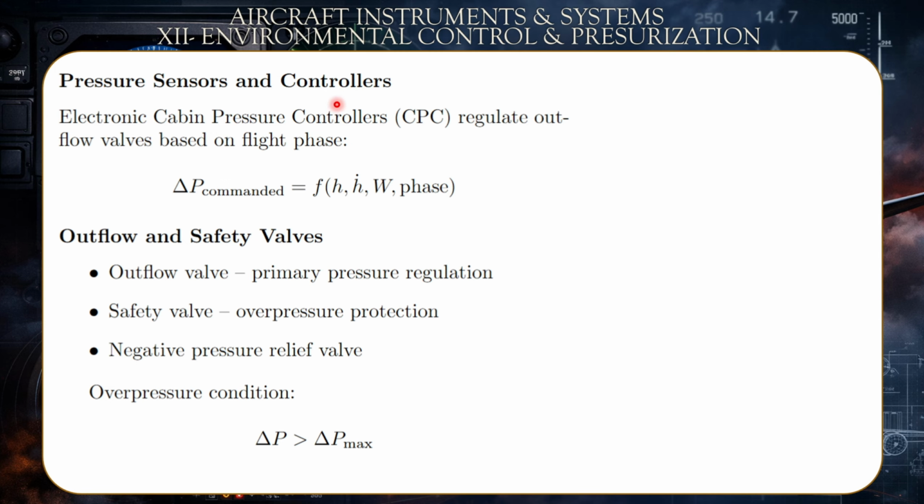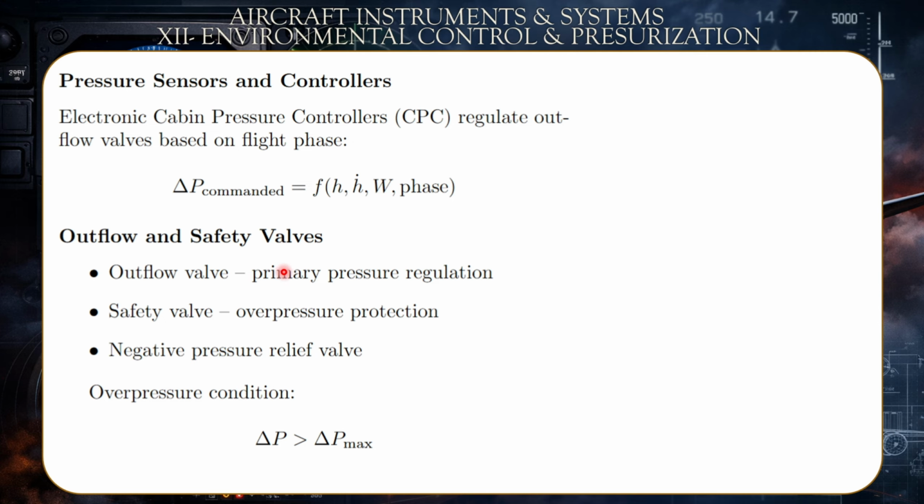Pressure sensors and controllers. Electronic cabin pressure controllers, or CPC, regulate outflow valves based on flight phase. Okay, so delta P commanded, or differential of pressure, is given by f. It is a function, in other words, of the altitude, the cabin altitude, and the phase during the flight.